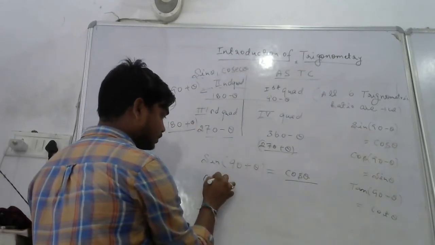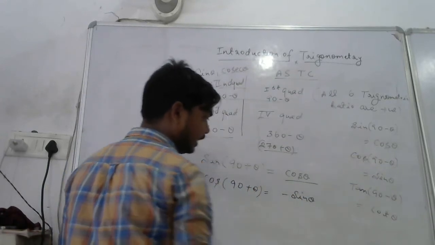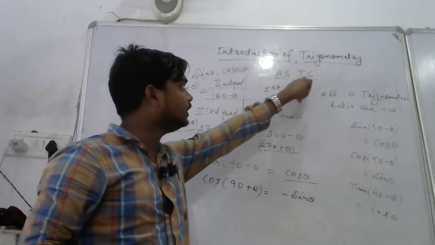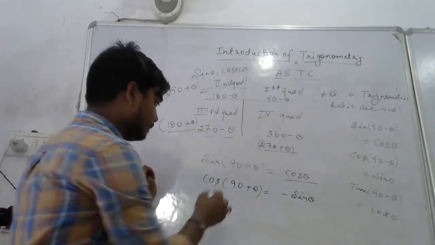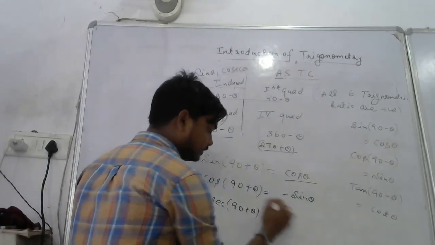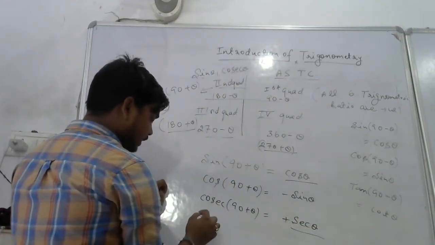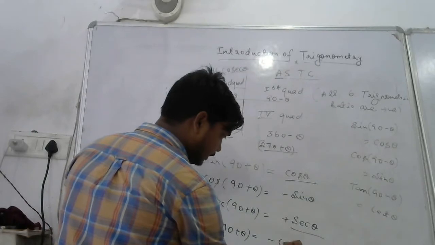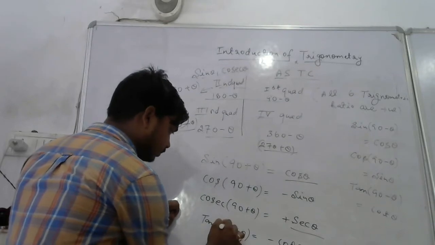Suppose I write cos(90 + theta). It is minus sin theta, because in the second quadrant cos is negative. According to the figure in your copy, in the second quadrant only sin and cosec are positive. Suppose I write cosec(90 + theta), it is simply plus sec theta. But note that for tan(90 + theta), we get minus cot theta, because in the second quadrant tan is negative.